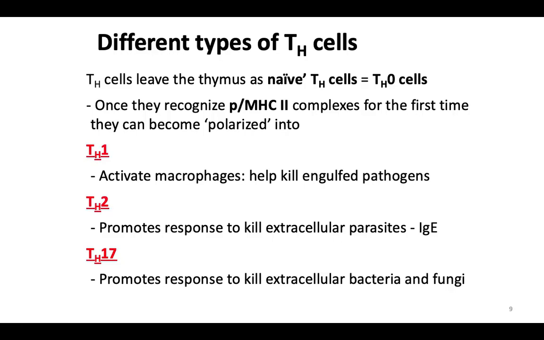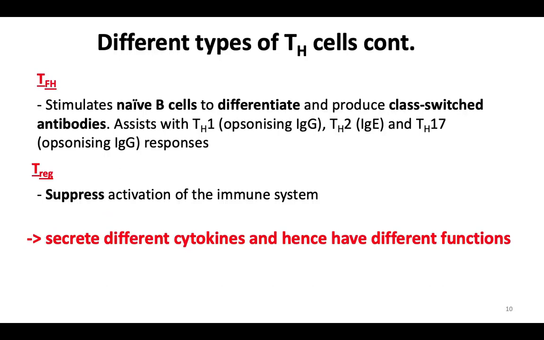Th17 also kills extracellular bacteria and fungi. TFH: the main function of TFH is, rather than killing of pathogens, it helps B cells in two important mechanisms. These are called class switching and somatic hypermutation. The last is Treg cells, which are there mainly for regulation of other CD4 T cells.